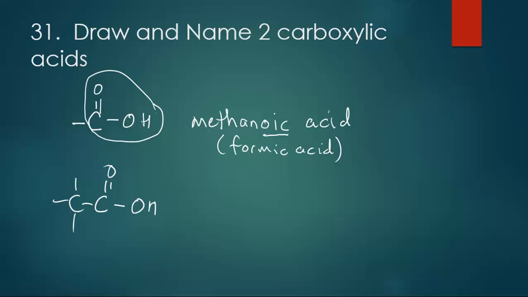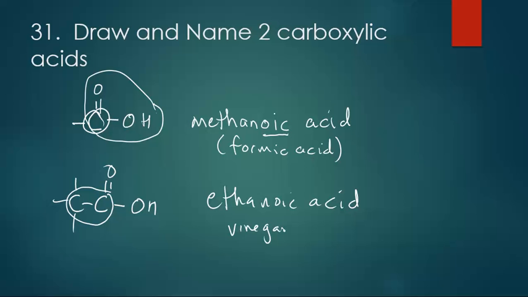All right. How about this one? If this is methanoic, what would this be? Ethanoic acid. Ethanoic acid. Okay, and what is this found in? Well, it's vinegar. So it's in your foods. It's what you're going to need in order to color your Easter eggs.